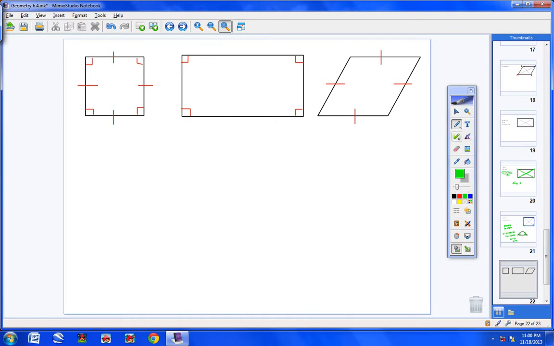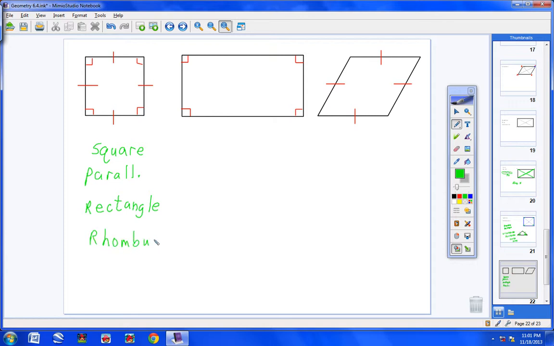Write these three figures in your notes, and I want you to write some things underneath them. First of all, I want you to notice that this is a square. But look what else it is. It is also, I'm going to abbreviate it, a parallelogram. Look what else it is. It's also a rectangle. So I want you to see that a square is a parallelogram, a rectangle. It's also a rhombus.